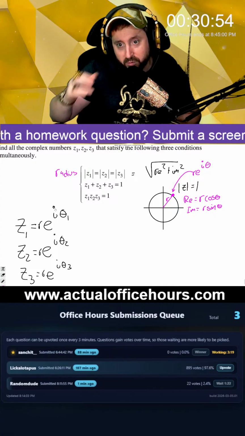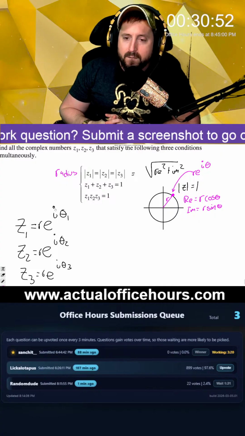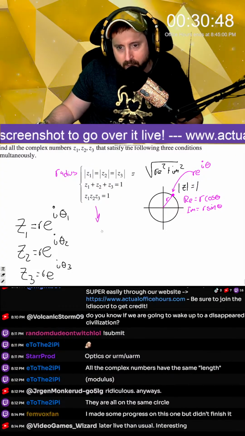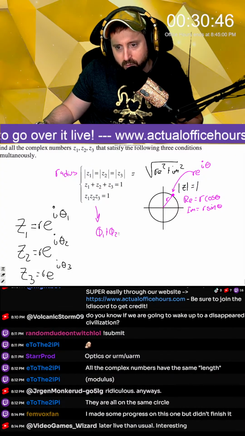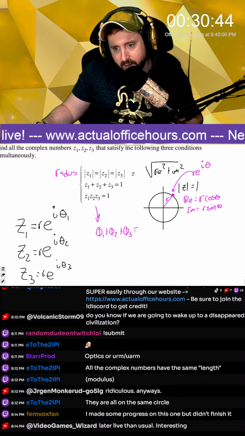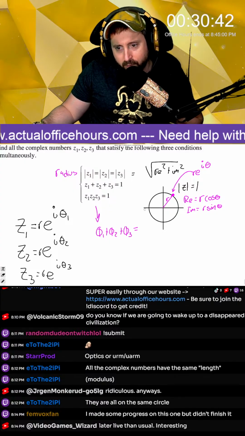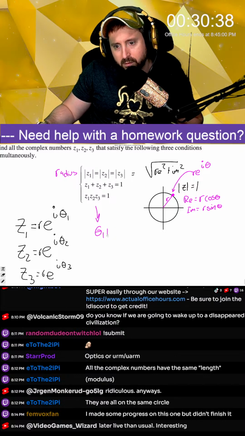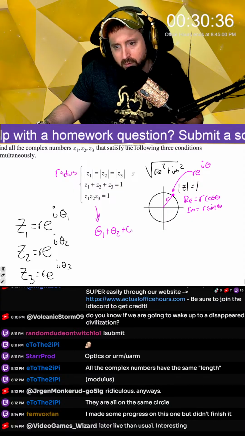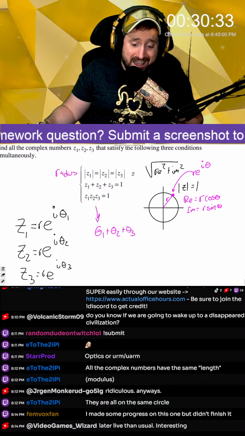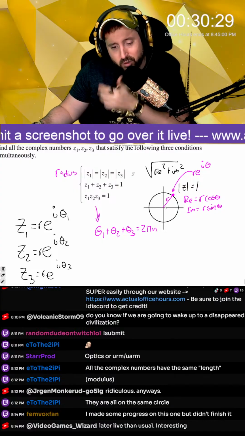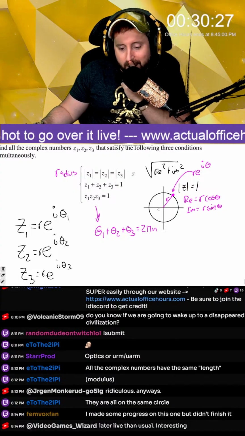Oh, Fenvox said I made some progress, but I didn't actually finish it. Okay. So, this tells me that theta 1 plus theta 2 plus theta 3 has to equal 2 pi. Yeah, 2 pi or 0. Or could it be 2 pi n? Yeah, that would be the easiest way. Yeah, right? 2 pi n. Okay.